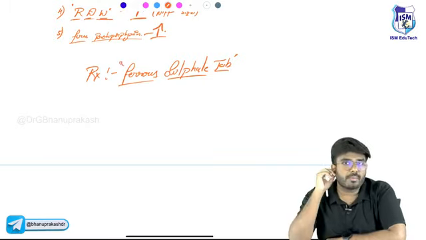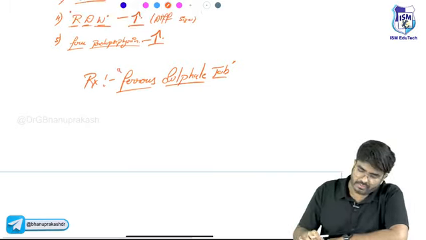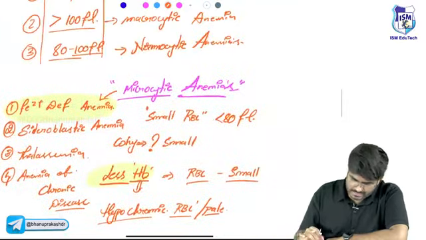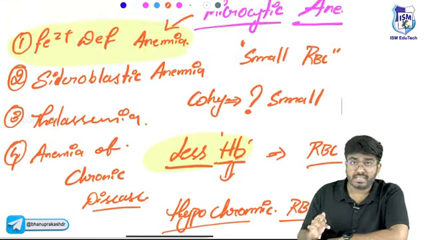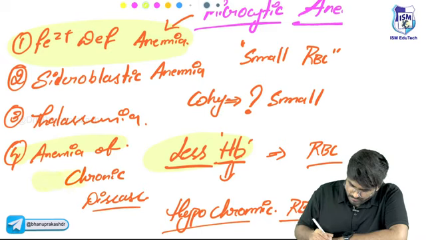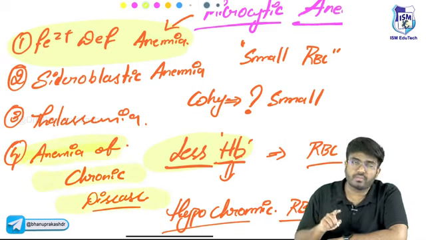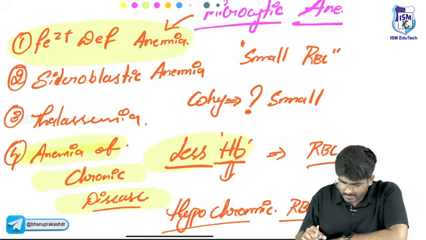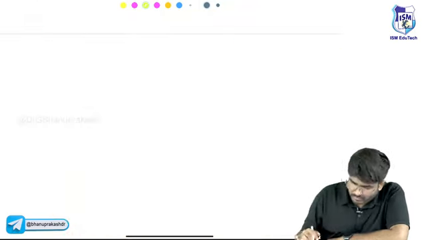The first type of microcytic anemia is completed. What is the first type? Iron deficiency anemia. After iron deficiency anemia, now let's discuss the second type of anemia, which is anemia of chronic disease. Later, I will discuss the other two, sideroblastic anemia and thalassemia.